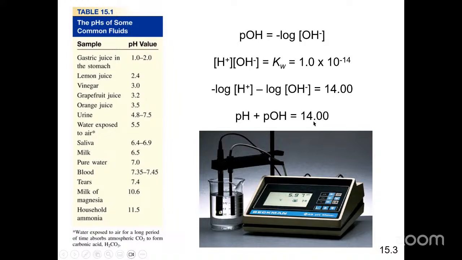So basically, this equation will become useful in a couple of the problems that you'll be looking at when it comes to determining either the pH or the pOH, right? So basically what this tells you is that if you know the pOH, then you can easily calculate pH and vice versa, right? Because the sum of those two would be equal to 14.00.